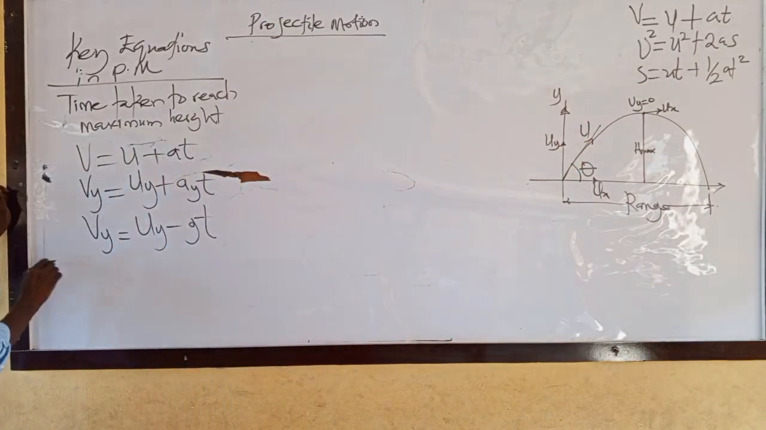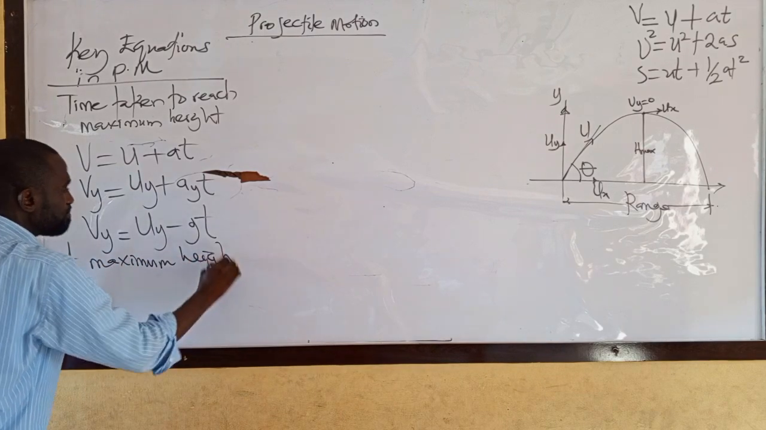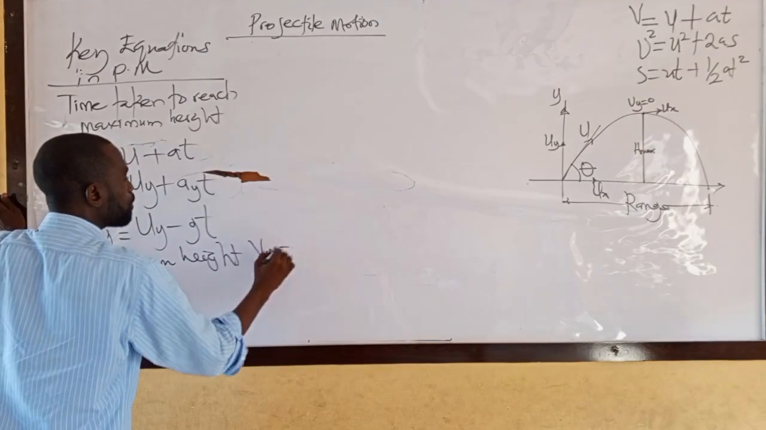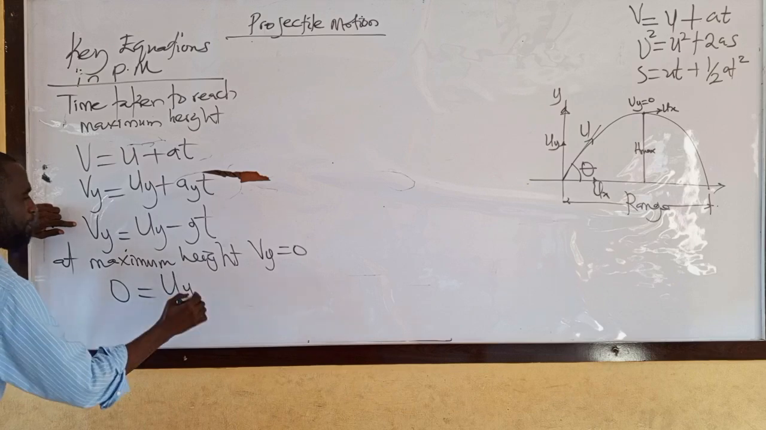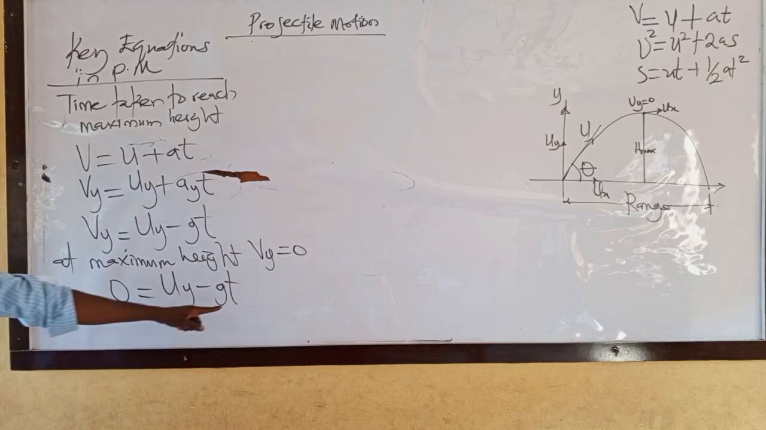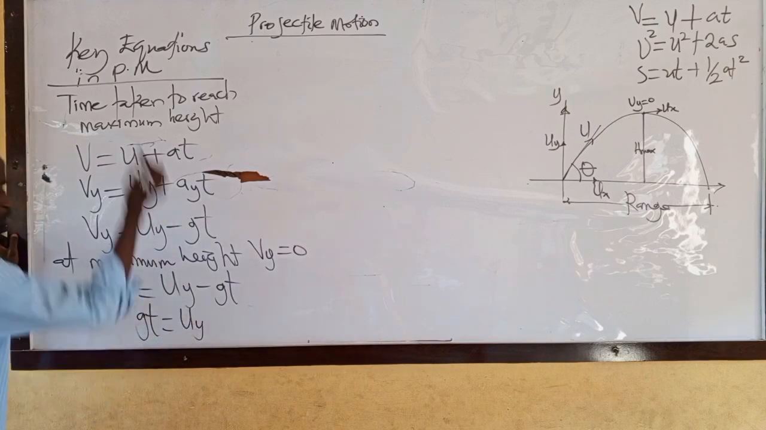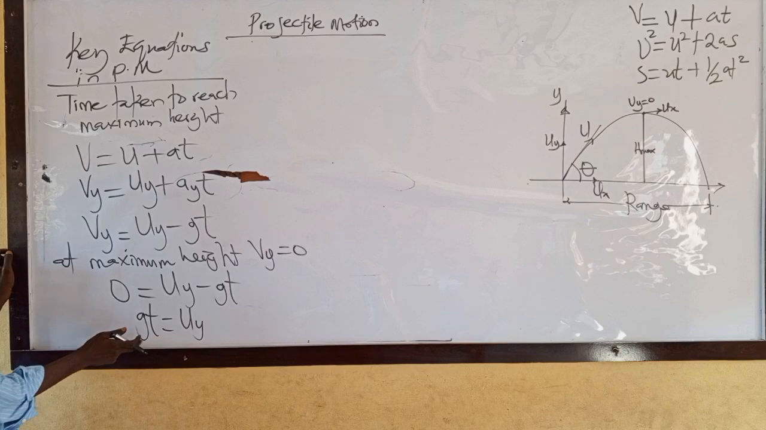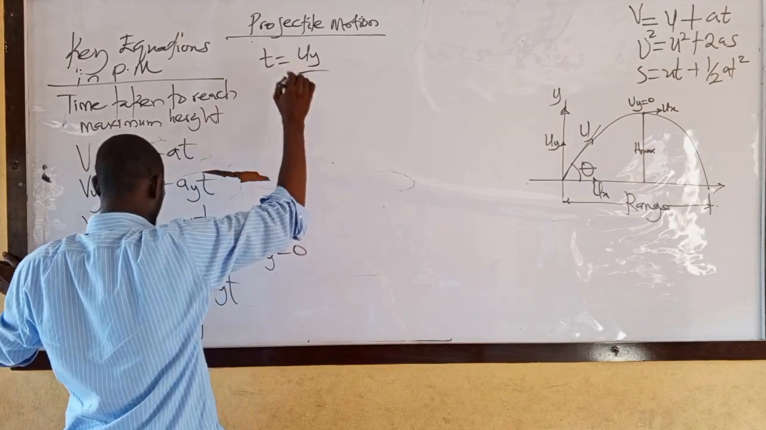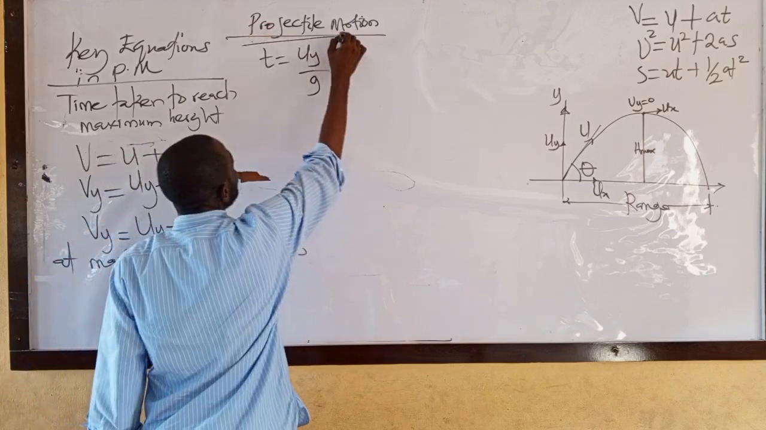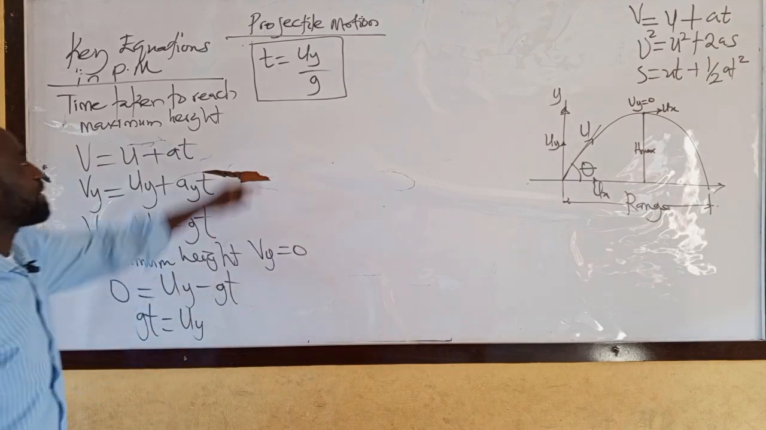So now, at maximum height, our V of y equals 0. So it becomes 0 equals U of y minus gt. Now this one, come to this side: gt is equal to U of y. So divide both sides by g. Our t is equal to U of y all over g. Put this in a block. Are you with me? So this is our T.